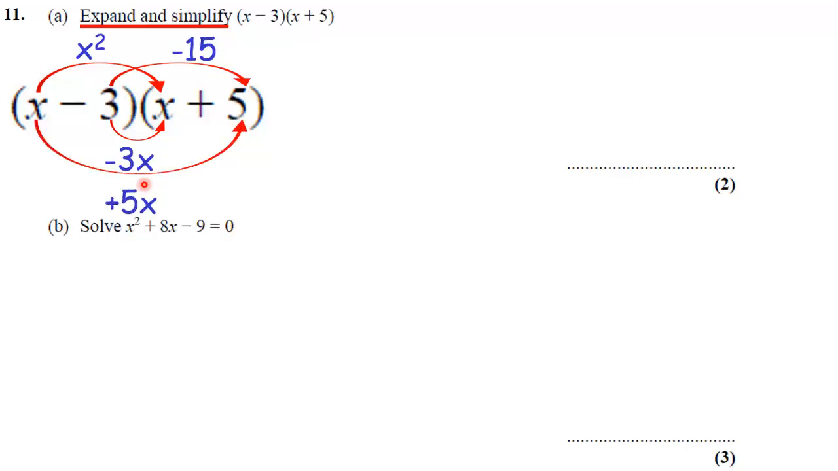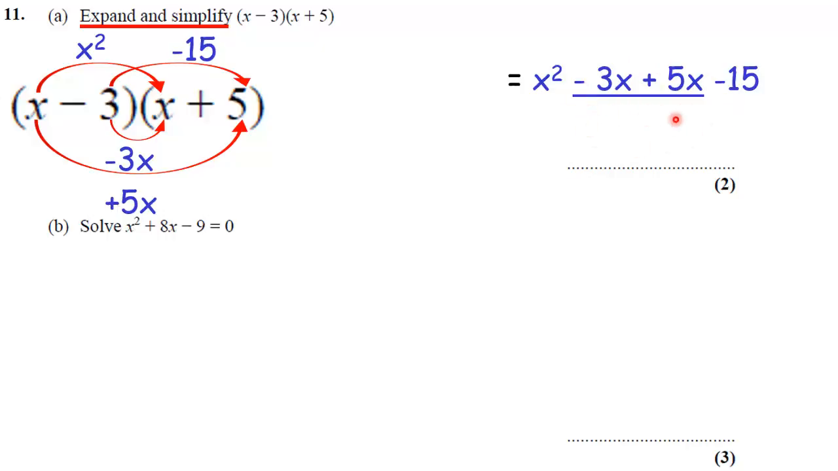What I need to do now is simplify. So I've expanded, multiplied out. I now need to simplify. I've got one x squared term, right? So I have x squared, I have minus 3 and plus 5, and then I have minus 15. And the minus 3 and plus 5, I've underlined those because those are x terms. I just need to combine them together.